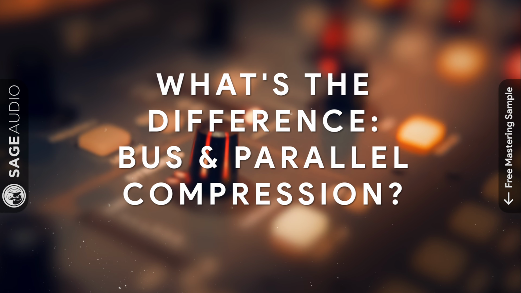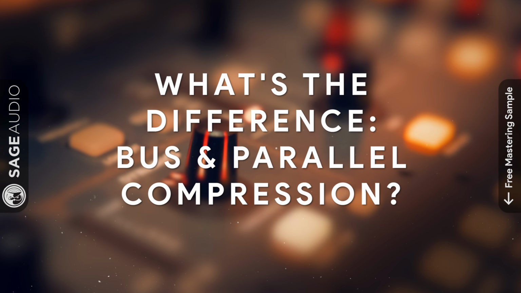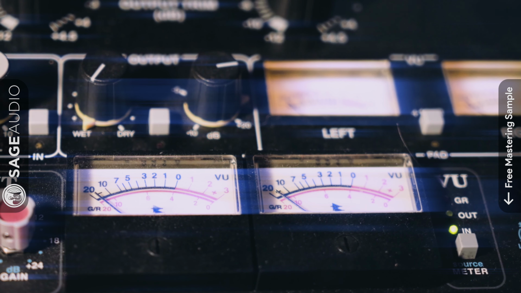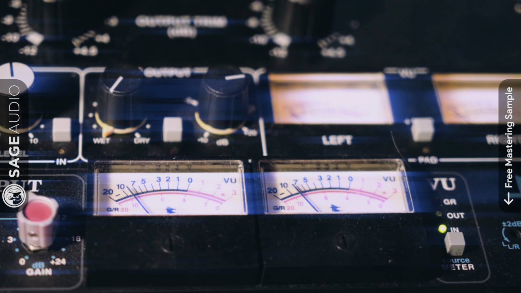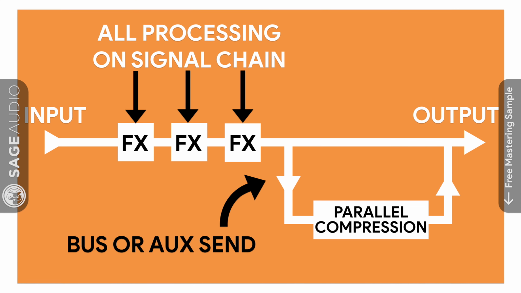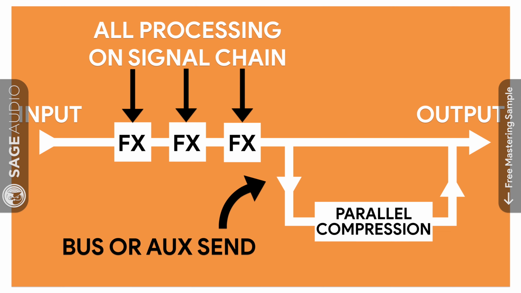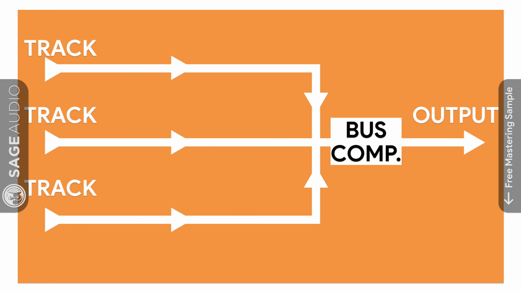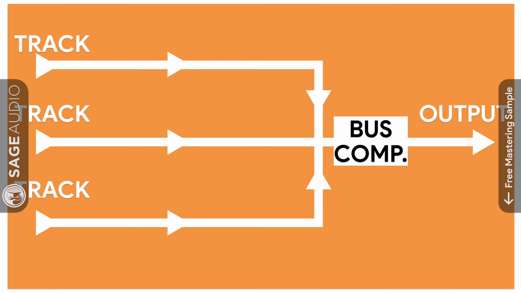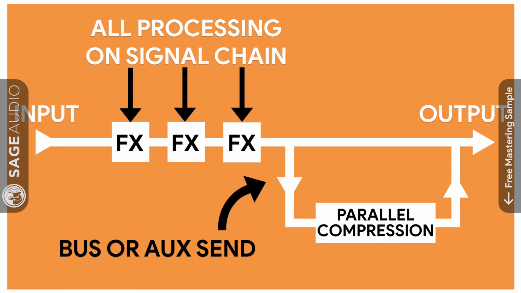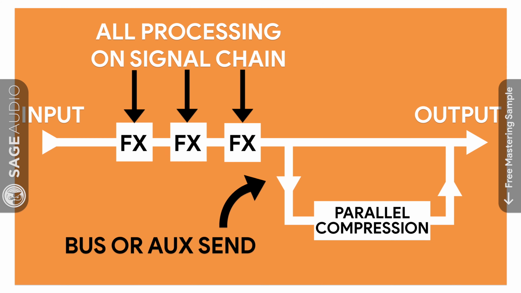First, let's answer the question, what's the difference between bus compression and parallel compression? Bus compression and parallel compression differ in how the signal is routed and the general purpose of the compression. Whereas bus compression refers to a group of signals collectively being compressed, parallel compression can be one or more signals collectively compressed and involves both the processed and the unprocessed signal. Bus compression happens on the stereo output or a sub-output, but parallel compression occurs on an auxiliary track, one that's blended in with the original or source signal.